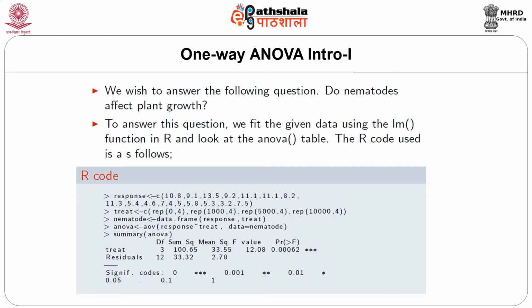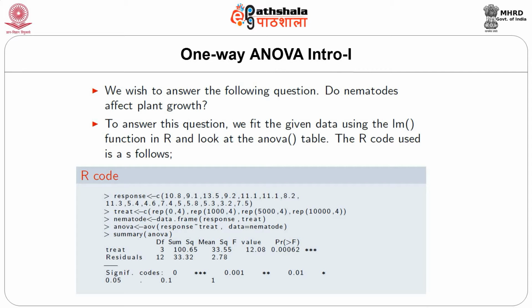So, it is not a less than and a minus, it is actually an arrow, which means it is an assignment statement, that is, these values 10.8, 9.1 etc. are assigned to response. Similarly, treat <- c(rep(...)). Of course you understand what is meant by rep from your earlier R classes, so I am not explaining it any further here. And nematode, as you already know, is a data frame of response and treat.